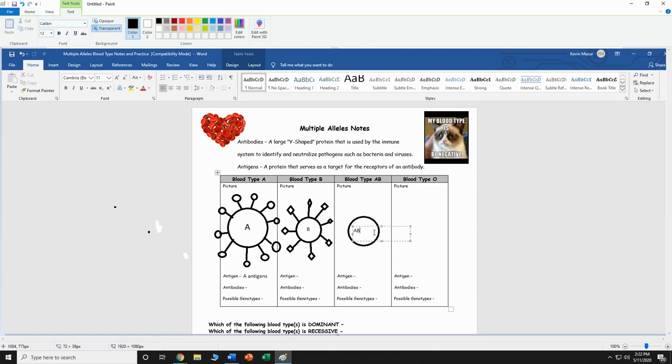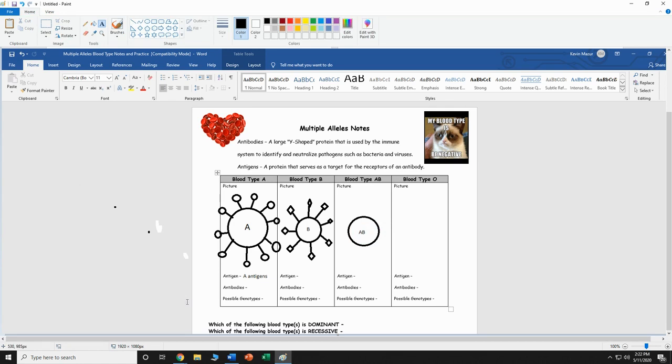Capital letter A and B because it's blood type AB. All right, and what do you think is going to be coming off of blood type AB? You guessed it, it's going to be a little bit of blood type A and a little bit of blood type B. So you're going to do a stick in a circle, like that. And then the next one is going to be the stick in a diamond.